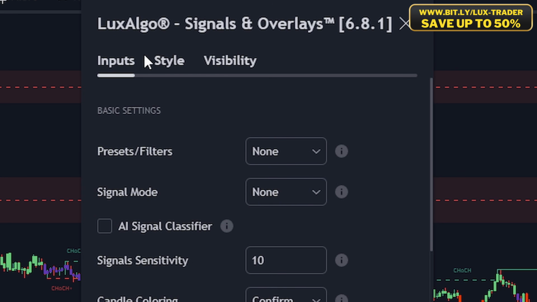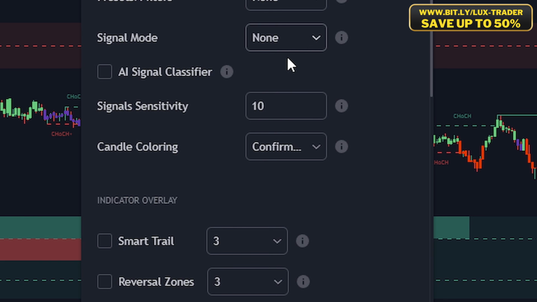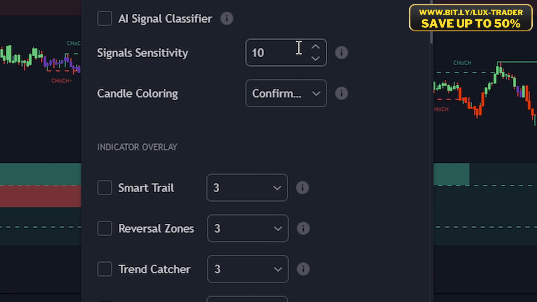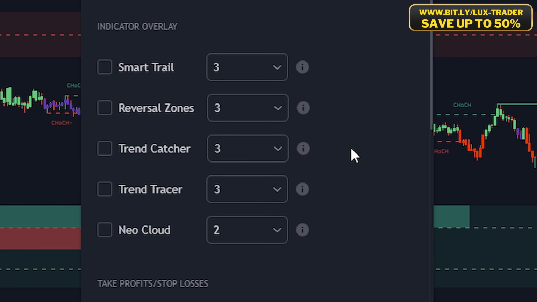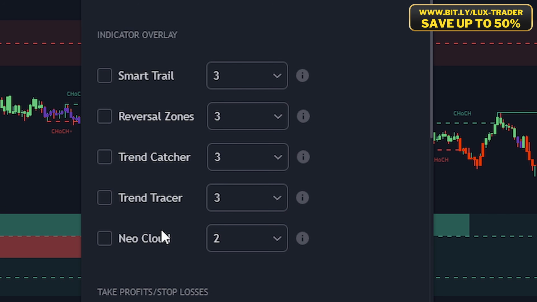Alright, now let's click the settings of the Signals and Overlays indicator. For the signal mode, we want to use None. For the signal's sensitivity, you want to use 10, and for the candle coloring, we want to use Confirmation Simple. For this strategy, we do not want to use any overlay, so make sure all these options are disabled.